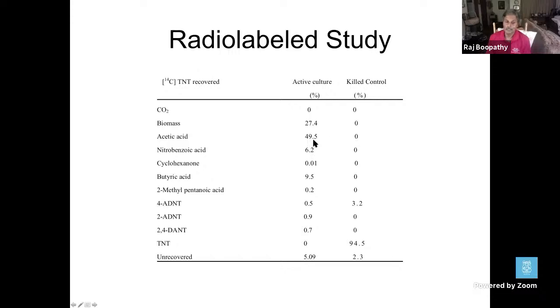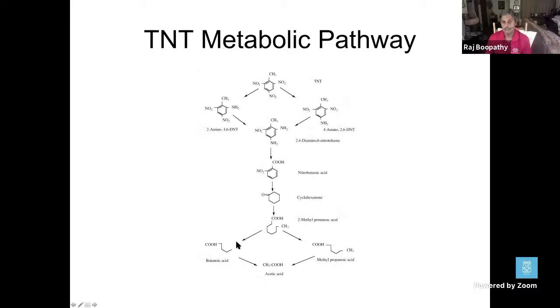This particular consortium doesn't have the final step to oxidize acetic acid to carbon dioxide. So that's our end product from TNT, acetic acid. Then we produced some other metabolites, nitrobenzoic acid, butyric acid, pentanoic acid, and these are biotransformation products. So based on this, we constructed the metabolic pathway. So this is what's going on anaerobically.